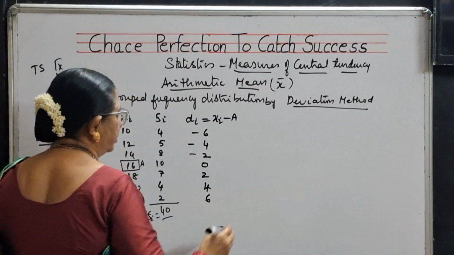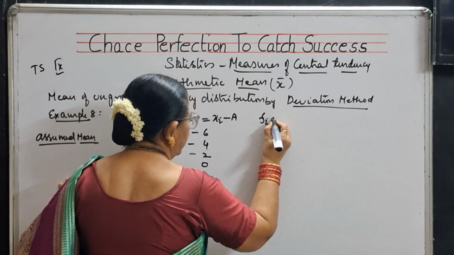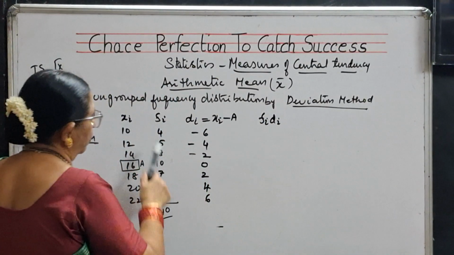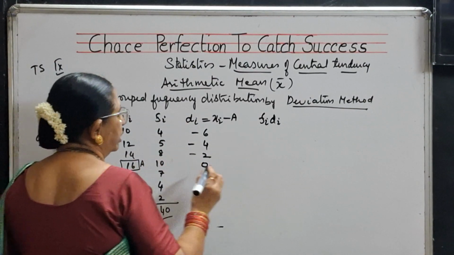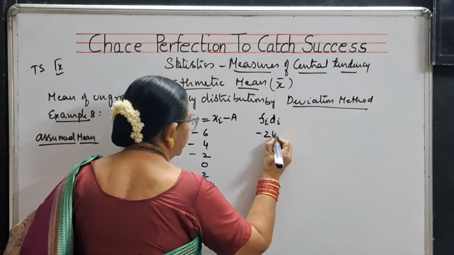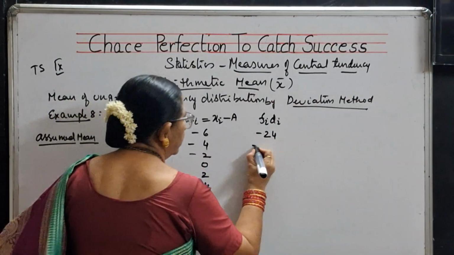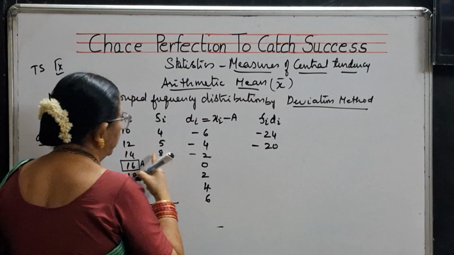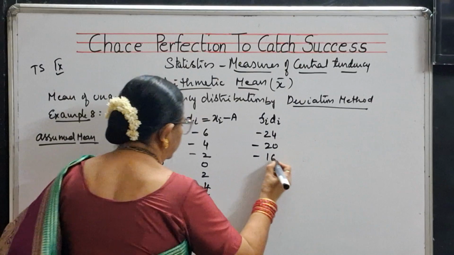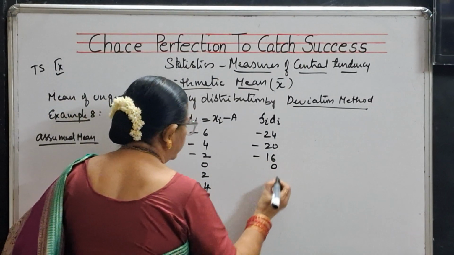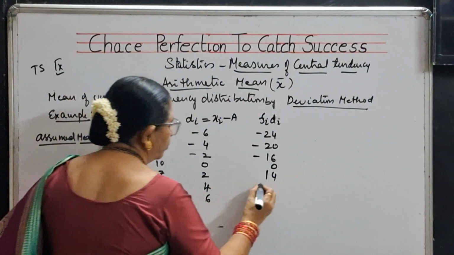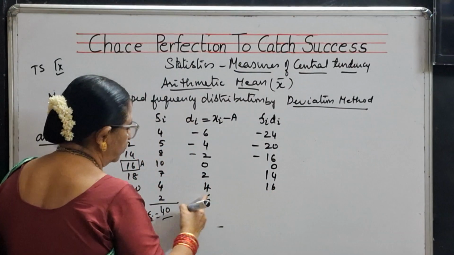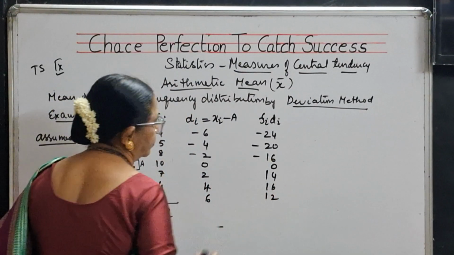The next step is fi di. You have to multiply these two. 4 6s are 24, but the minus sign is there, so minus 24. Minus 20, 4 5s are 20. Minus 16, 2 8s are 16. And with 0, you will get 0. 7 2s are 14, 4 4s are 16, 2 6s are 12.